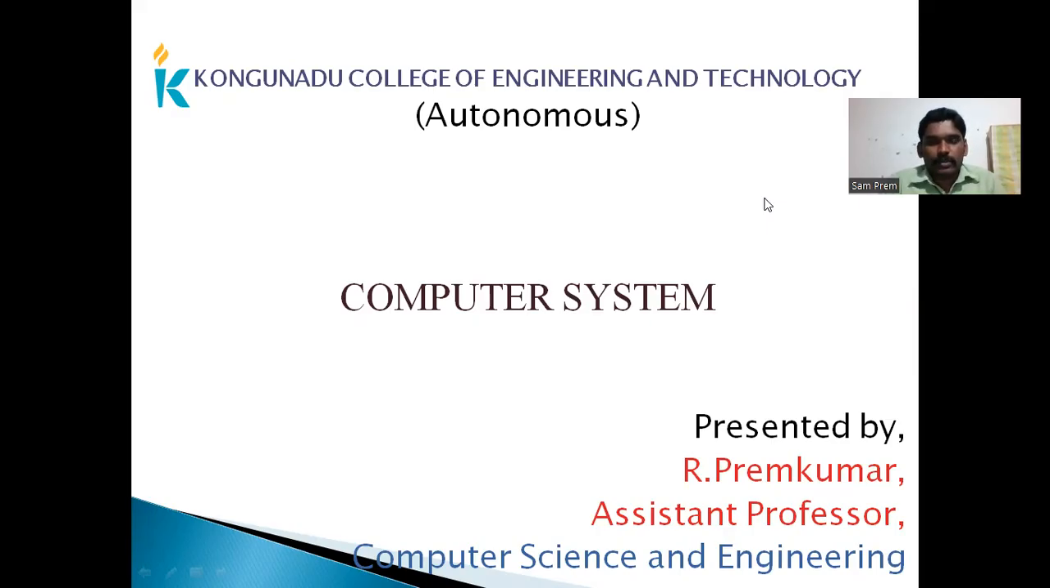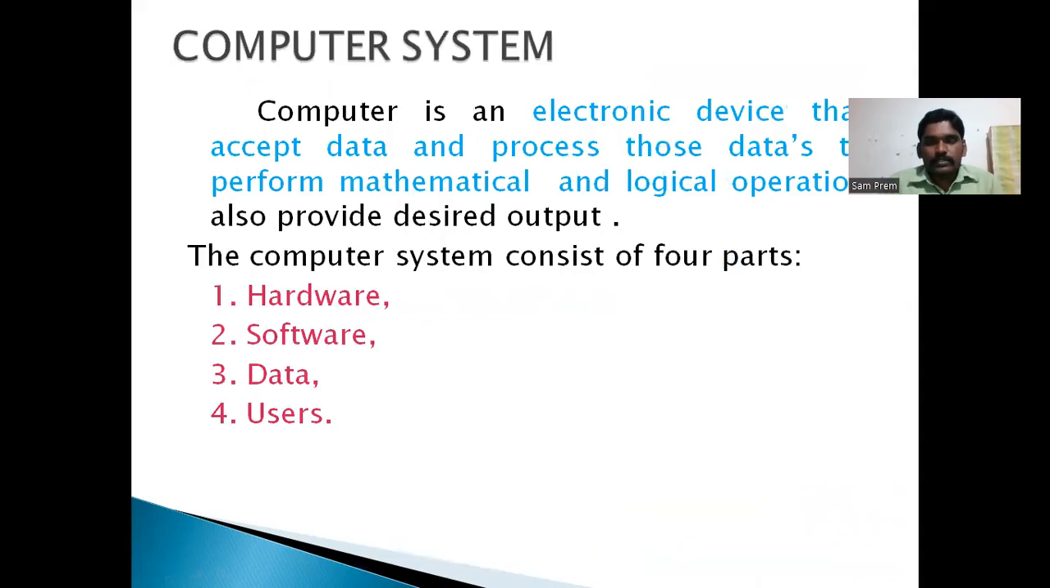So that is the concept of computers. A computer is an electronic, digital device. It accepts a set of data and processes that data to perform mathematical and logical operations. After performing these operations, it produces the desired output. That's a computer system. And the computer has four parts: hardware, software, data, and finally users. These are the four parts of the computer.